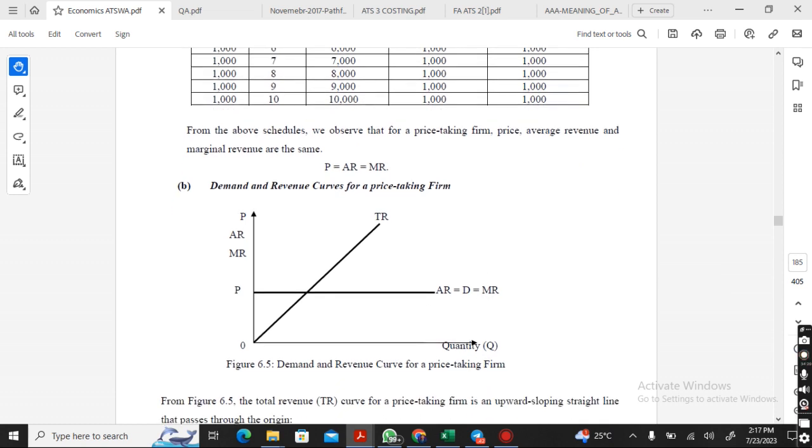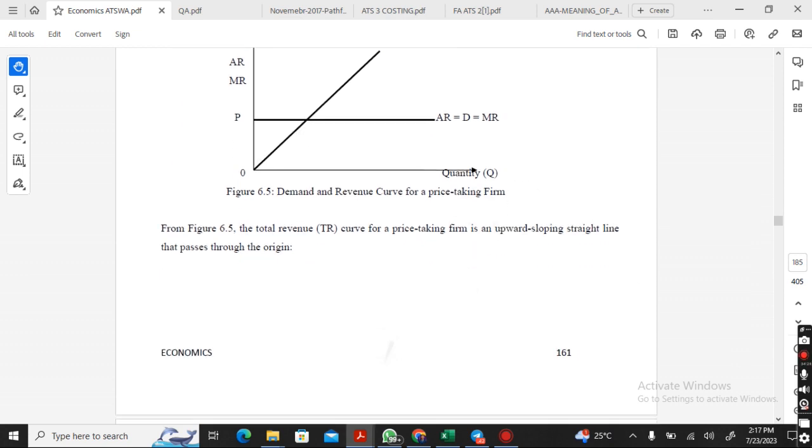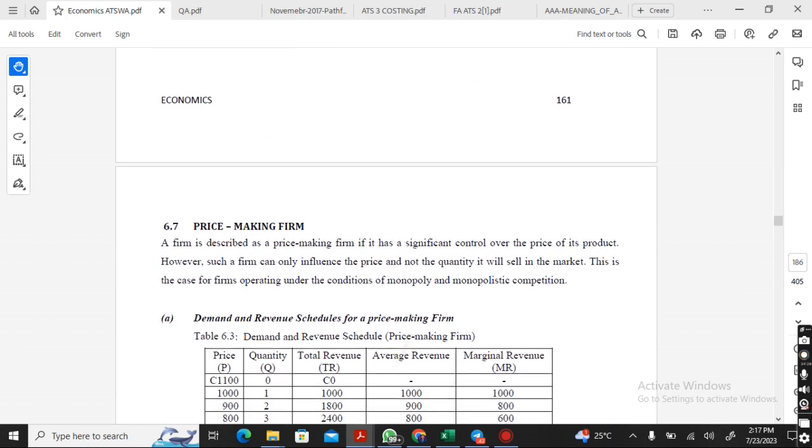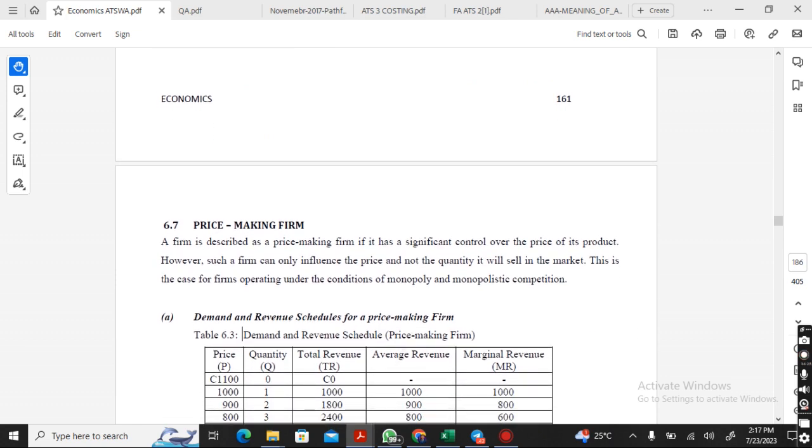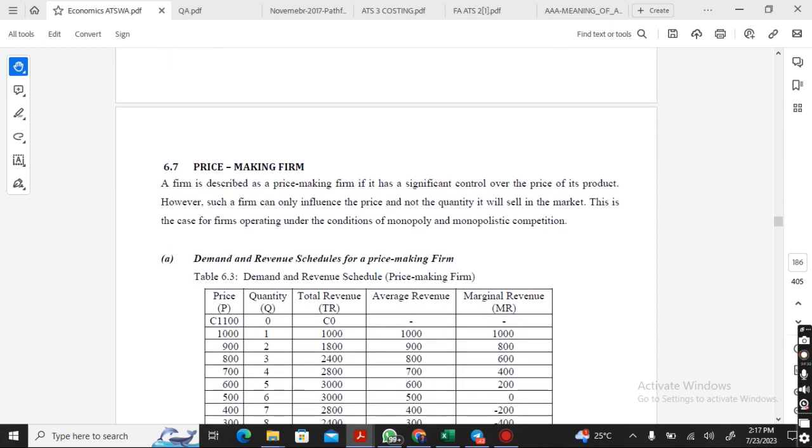You can see they are the same thing. Average revenue and average total cost, they are still the same thing. So let's look at price making firm, price taking firm. They are different things. A firm is classified as a price making firm if it has significant control over its price.